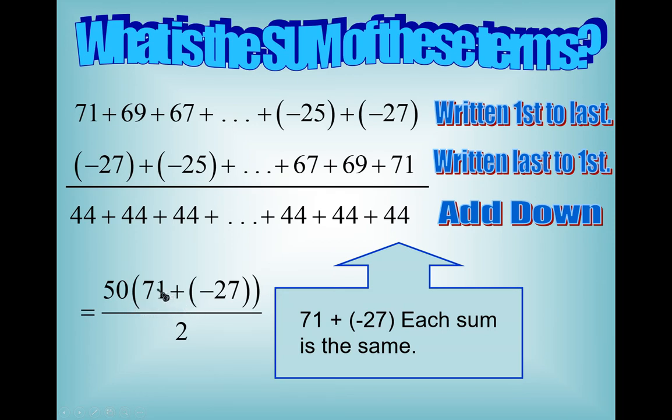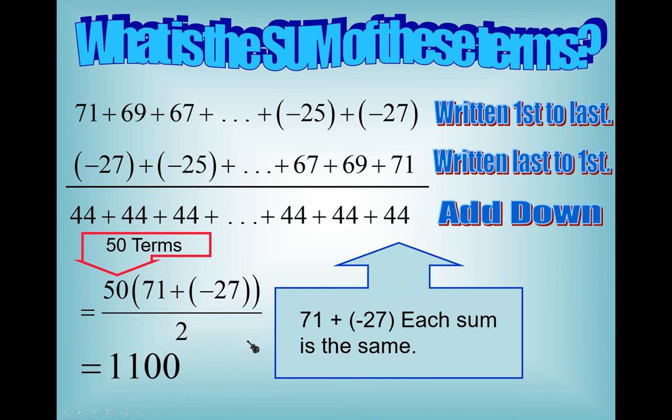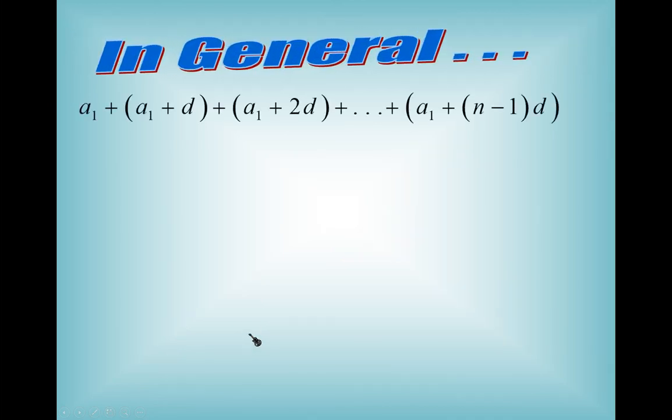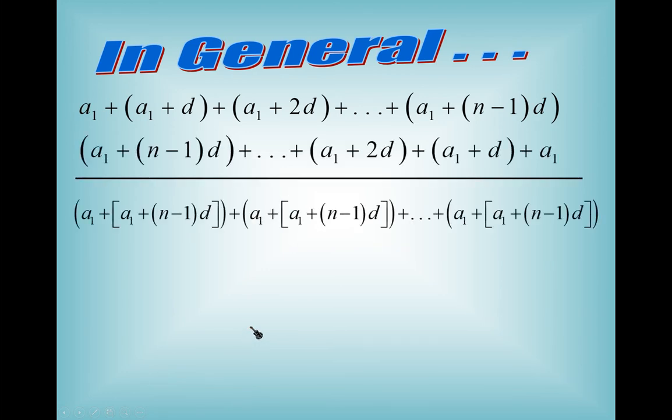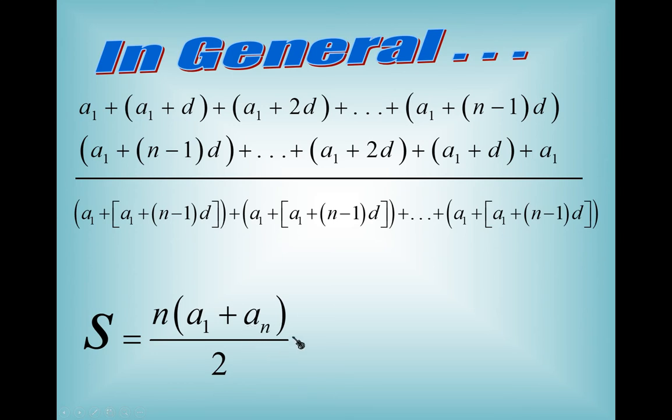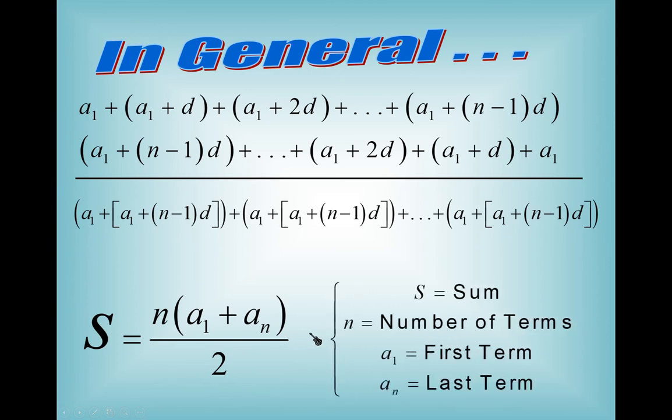50, then times 71 plus negative 27 divided by 2. So 50 terms. Then the answer is 1,100. In general, yung formula na yan at yan, laging ganyan ang kalalabasan. So ito rin po, panibagong formula natin. S is equal to N times A sub 1 plus A sub N over 2. S is the sum, N is the number of terms, A sub 1 is the first term, then A sub N is the last term.